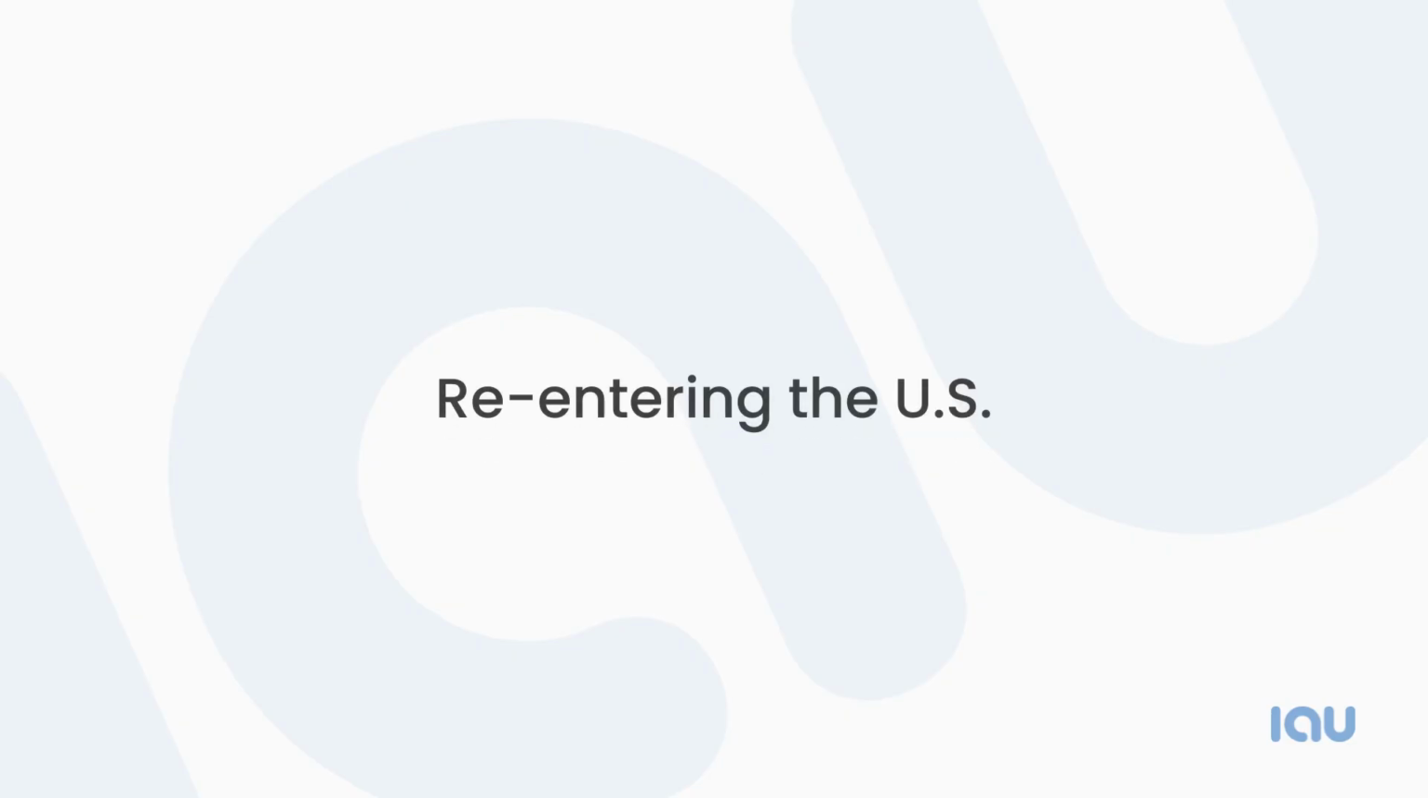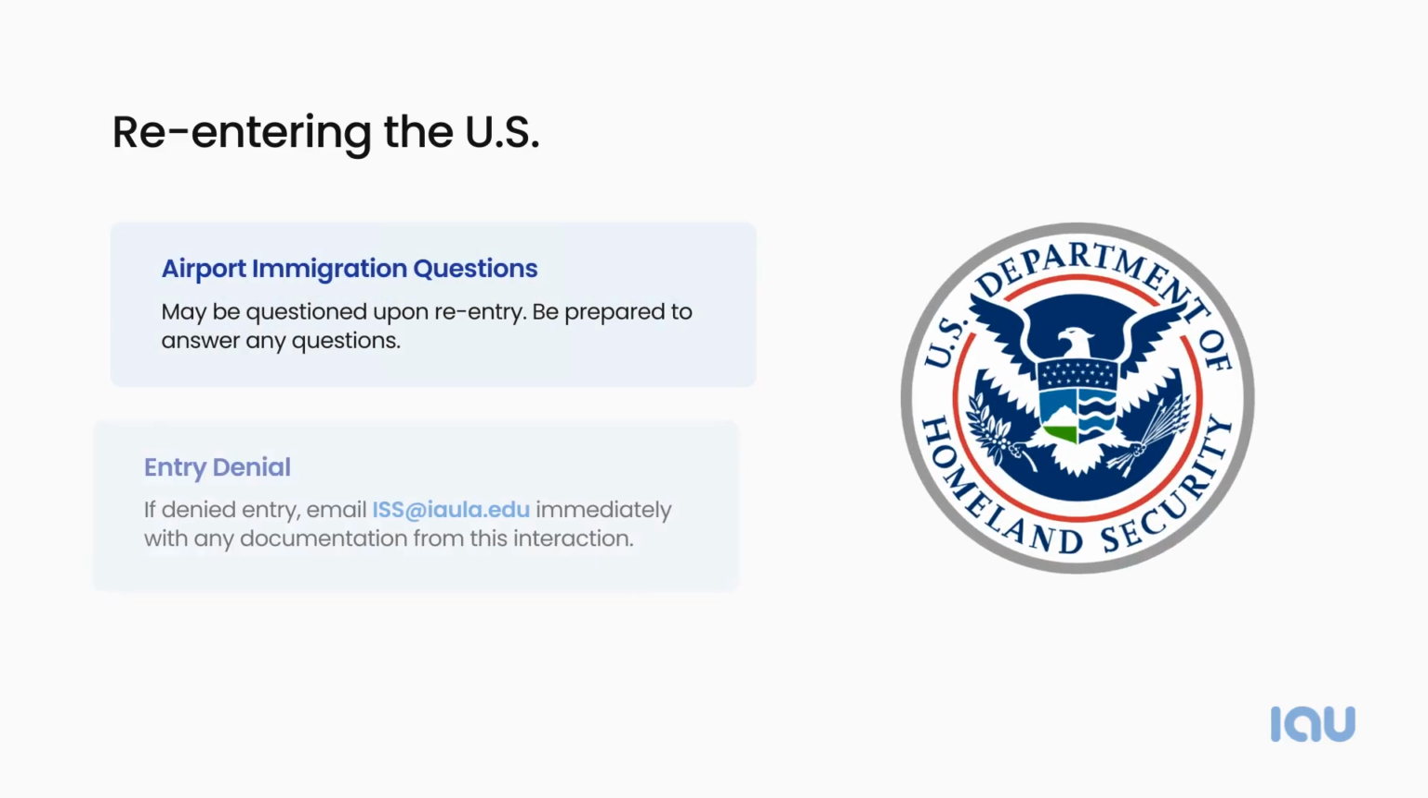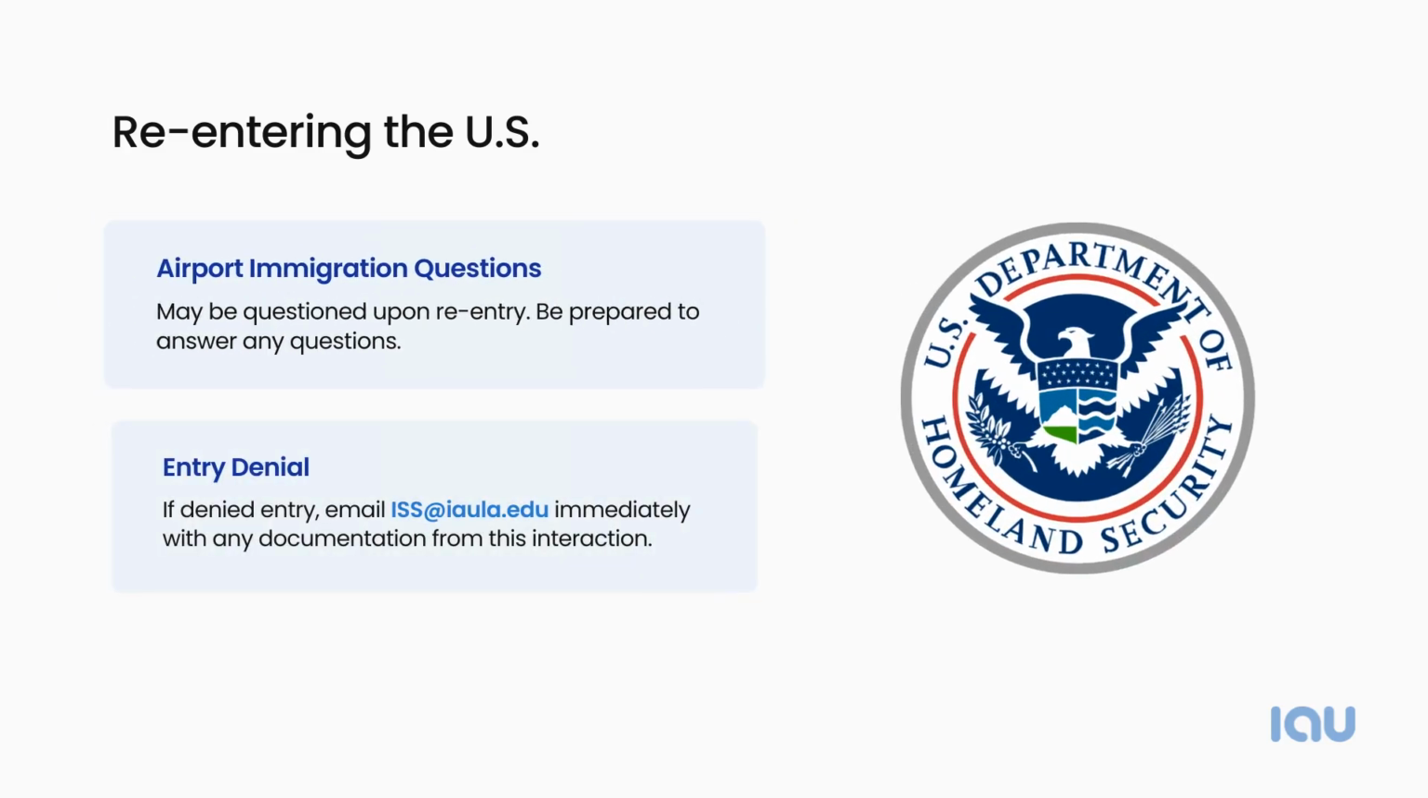Finally, let's go over what you need to know for re-entering the United States. When you arrive at the airport, immigration officers may ask you questions before allowing re-entry. Be prepared to answer clearly and honestly. If you are denied entry, contact the Office of International Student Services immediately at iss@iaula.edu and send any documents you received during the process. The following slides will cover common questions you might be asked, as well as steps to take if your entry is denied.